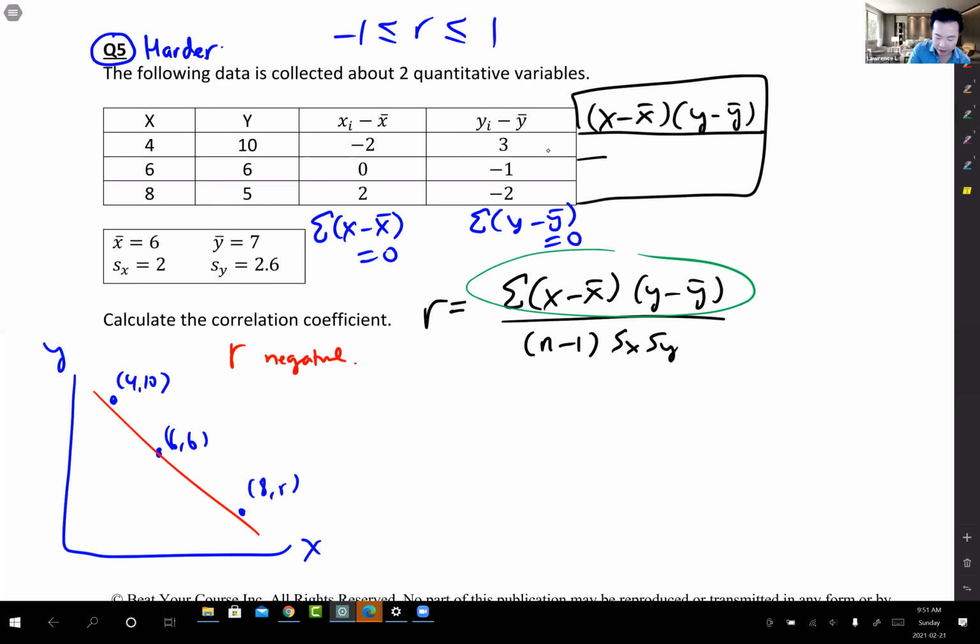-2 times 3 is -6. That's 0. 2 times -2 is -4. And the sum of all that is -10. Great. Plug that -10 into here.